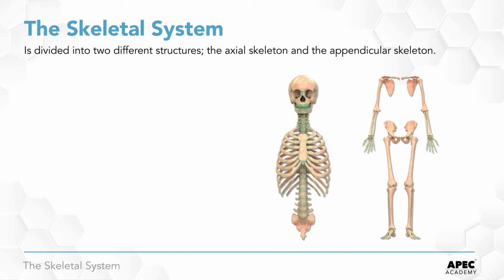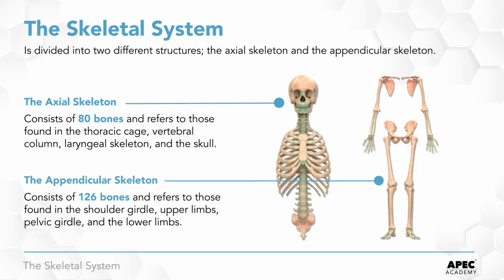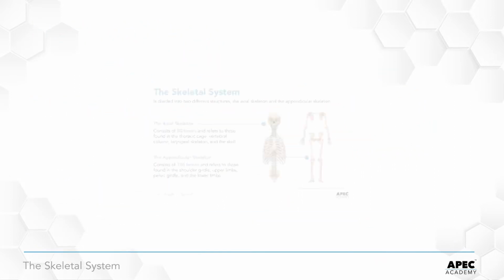The skeletal system is divided into two different structures, the axial skeleton and the appendicular skeleton. The axial skeleton consists of 80 bones and refers to those found in the thoracic cage, vertebral column, laryngeal skeleton, and the skull, while the appendicular skeleton consists of 126 bones and refers to those found in the shoulder girdle, upper limbs, pelvic girdle, and the lower limbs.